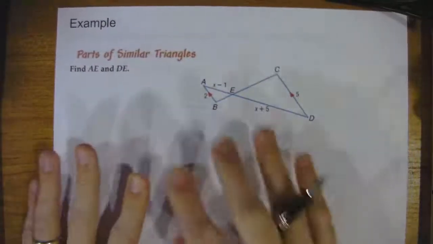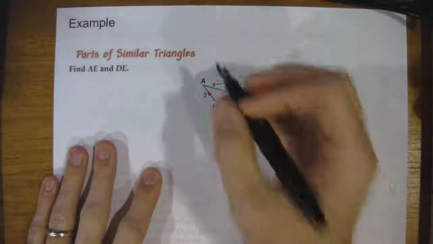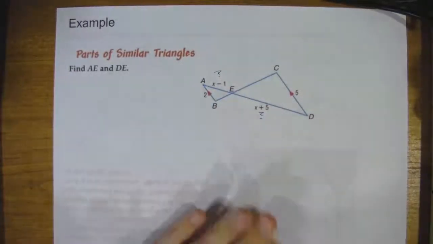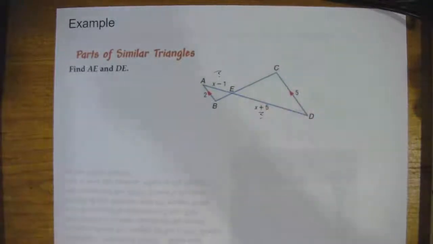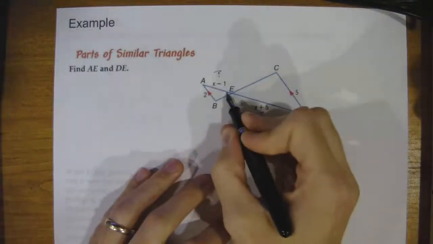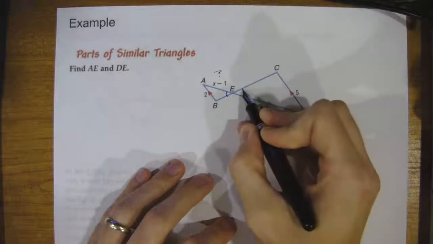So take a look. We're going to try and figure out if we can discover what AE and DE are, and see if we can figure out if they're the same. Well, notice we weren't told anywhere that these were similar triangles. It says parts of similar triangles, but we weren't told that. Let's see if we can work it out. I know that AEB and DEC have to be the same.